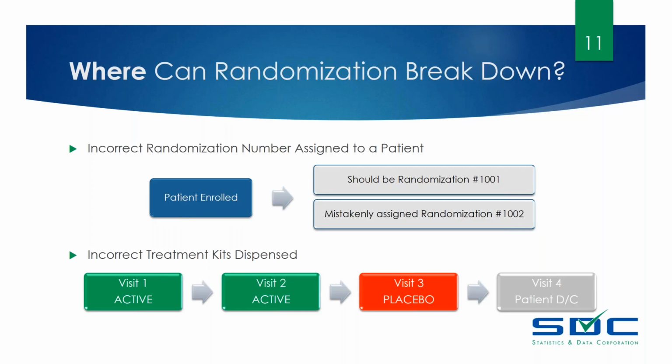A second example is when an incorrect treatment kit is dispensed. When a new kit is to be dispensed at each visit, the likelihood of dispensation errors increases. As an example, if a patient is given a randomization number that is associated with the active study drug, that patient's kit numbers should all be associated with active study drug. As shown on this slide, you can see that the patient received active study drug kits at the first 2 visits, but was erroneously dispensed a placebo kit at the 3rd visit.